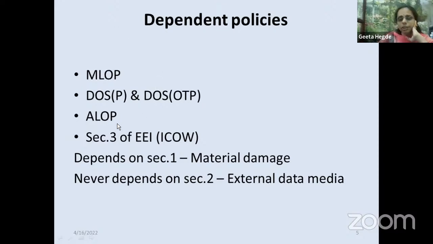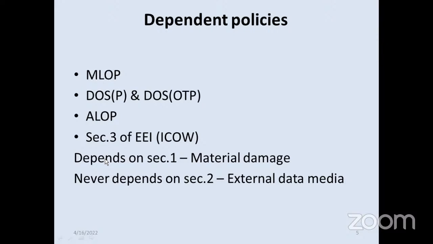The two sections in the electronic equipment policy, the external data media and the increased cost of working, are more of only a theory. The third section, increased cost of working, is a dependent section because it depends on section 1, that is material damage. Unless there is material damage, there cannot be any increased cost of working. It does not depend on section 2, it depends on section 1. So these are some dependent policies which depend on some other policies.